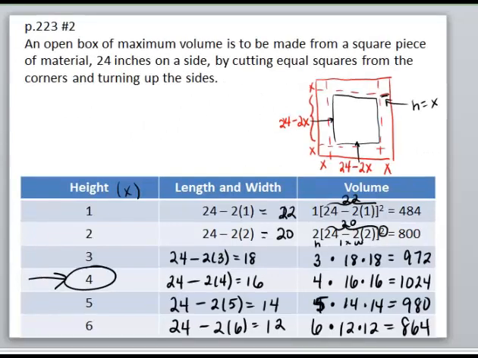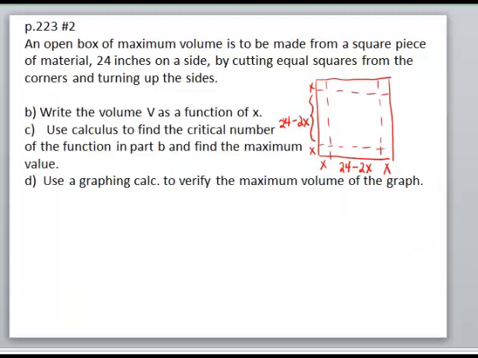The video you just watched, I showed you how you can use a table format to find the maximum volume of an object, but now what we're going to do is we're going to do that same problem, and we're going to use the calculus portion to be able to do this. So we're going to write the volume as a function of x. That would be part B.